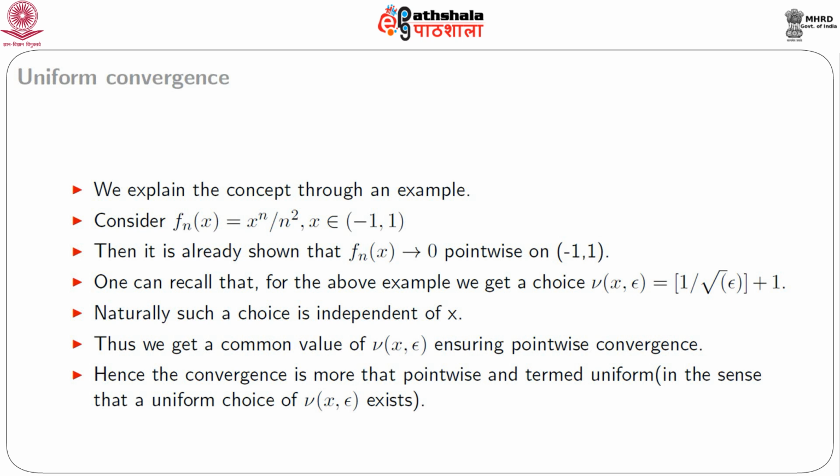Naturally, such a choice is independent of x, thus we get a common value of ν(x, ε) ensuring pointwise convergence, or in other words we get a range of values of n which is independent of x. Therefore, the convergence in this case is more than pointwise and termed uniform, in the sense that a uniform choice of ν(x, ε) exists, that is such a ν(x, ε) is independent of any x.